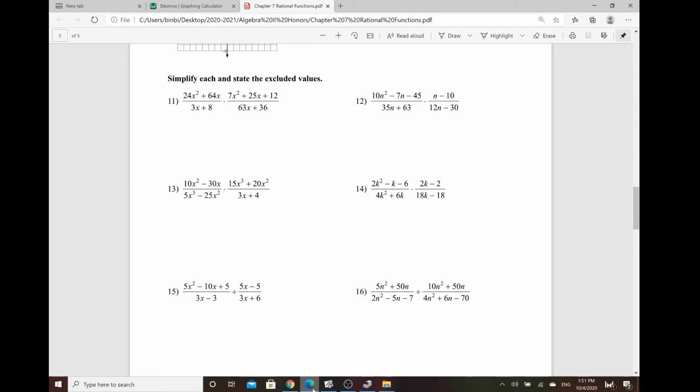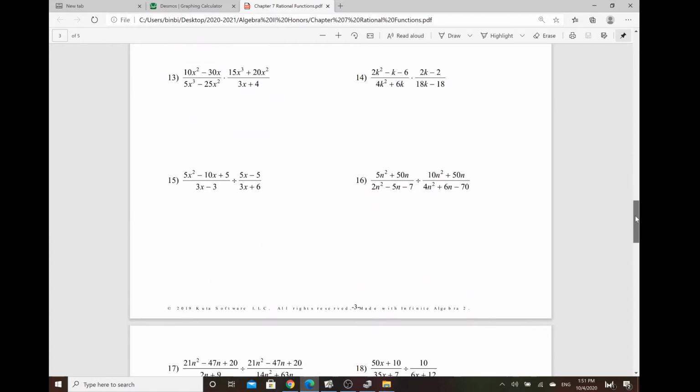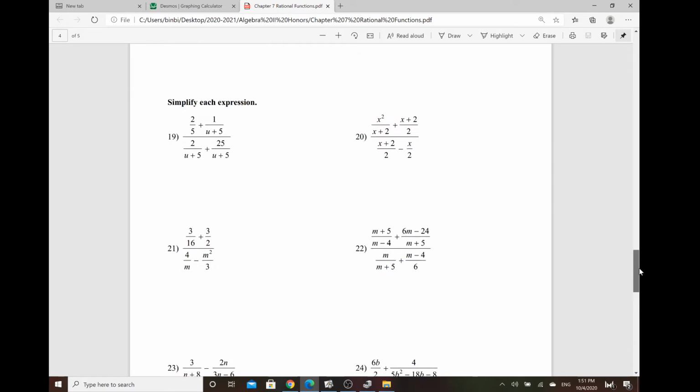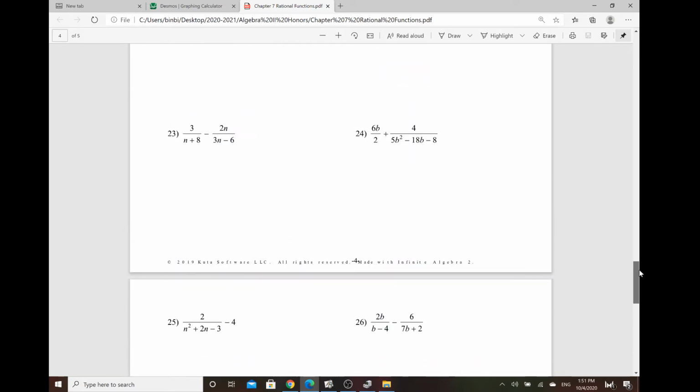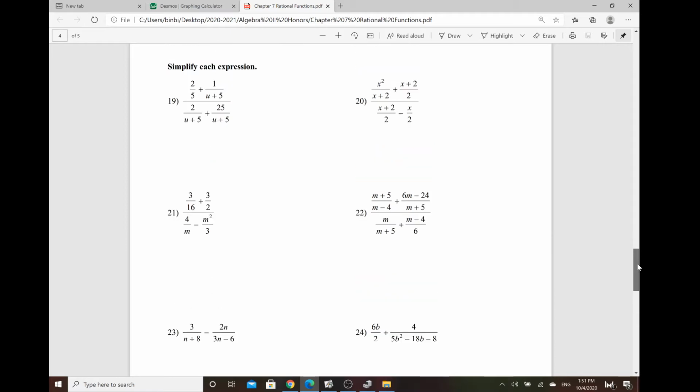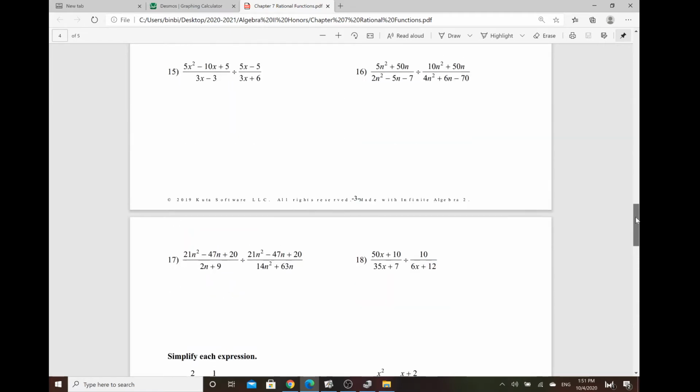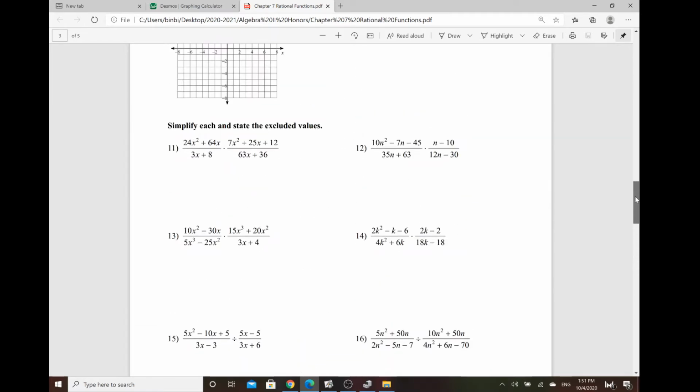So this one is just a continuation of chapter 7. Today we're talking about numbers 12, 14, 16, all the even numbers, all the way until 22. We'll look at those types of problems there, all the evens.